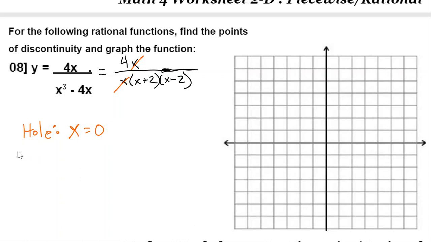Let's see now, vertical asymptotes. We are going to have 2 of them. X equals -2, x equals +2. As far as horizontal asymptotes, I have an x to the 1 on top. I have an x to the 3 on the bottom. It is bottom heavy, which means I'm going to have an asymptote at y equals 0.